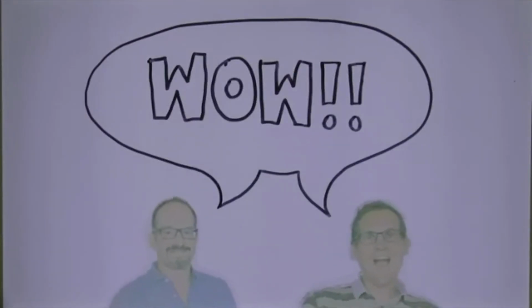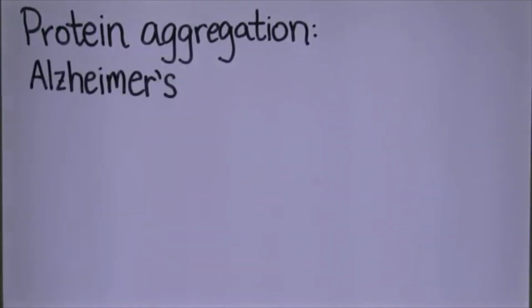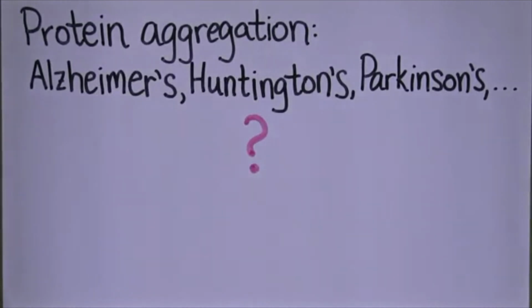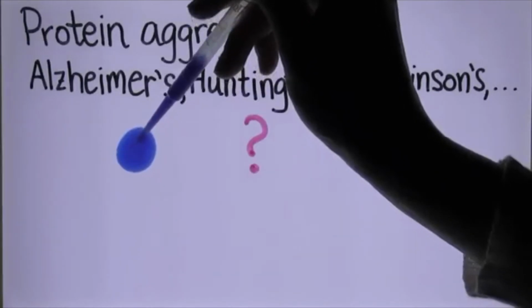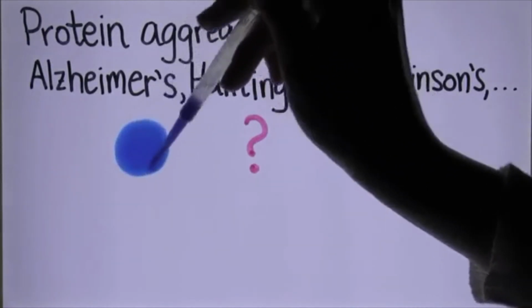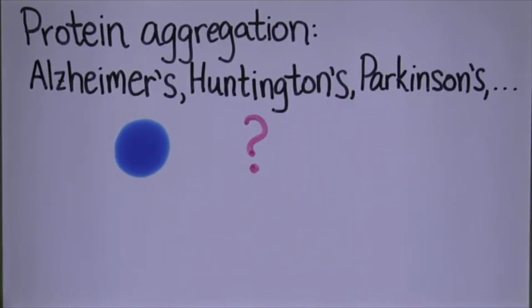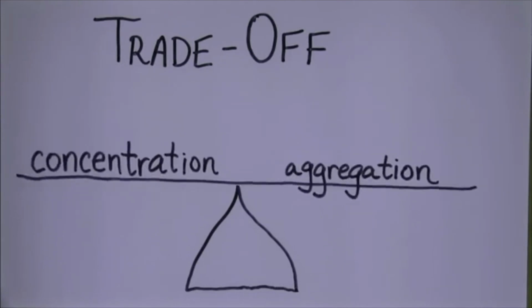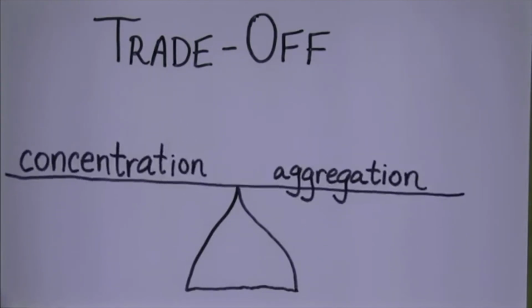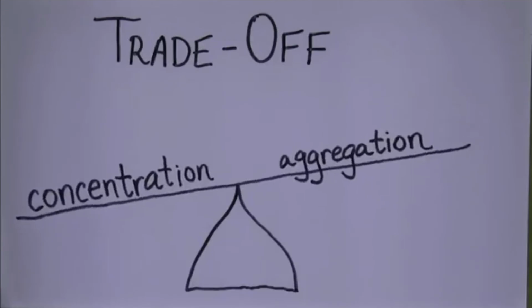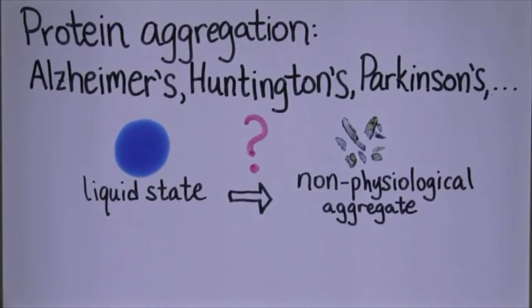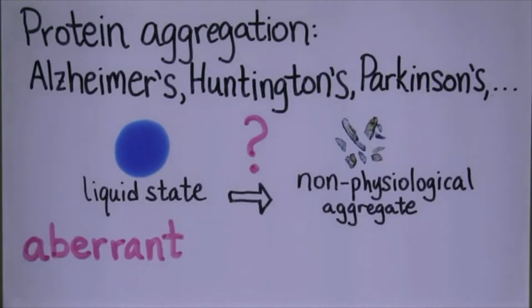We, like so many others, have asked ourselves why many neurodegenerative diseases are associated with protein aggregation. What our results suggest is that these proteins are normally associated with the formation of liquid compartments, where they can be concentrated, for example, to mediate biochemical reactions. However, the formation of liquid compartments comes at a trade-off: proteins in the compartments tend to aggregate. Therefore, in disease, they undergo a transition from the liquid state to the non-physiological aggregate. This is what we're calling an aberrant phase transition.